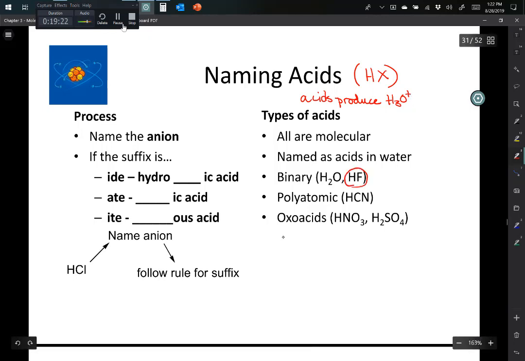So we'll skip water. We'll do this one. Okay, let's take HF. So what is this ion? Fluoride, right? So this one ends in IDE. If it ends in IDE, then you prefix the name with hydro, change the suffix to ic, and put the word acid after. Hydrofluoric acid, yeah.